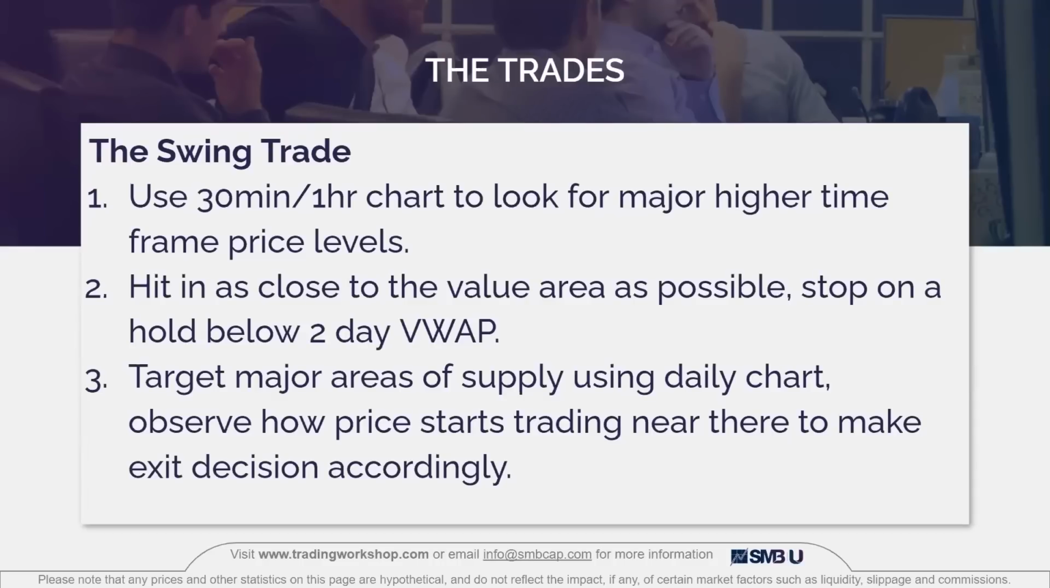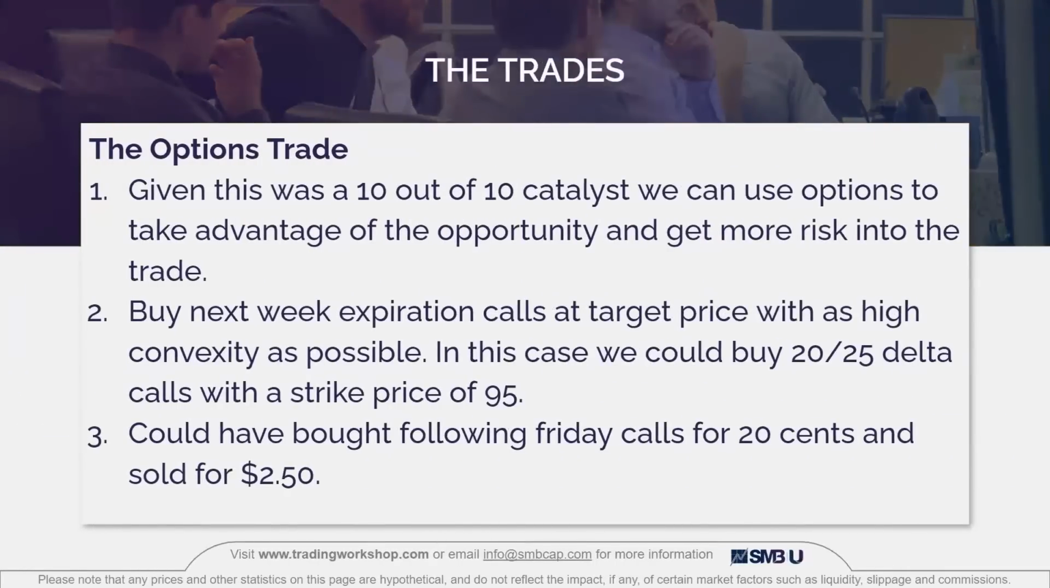Yeah. So the last point is to target major areas of supply on the daily chart. You don't want to have a hard target, but you want to have a general idea of where price can go. And of course, it's important to observe how price starts trading around that area, and then you make your exit decision accordingly. So the two points you just made were probably the most important points for any swing trade, which is you want to have areas of potential consideration and pay close attention to the way the stock responds to those areas.